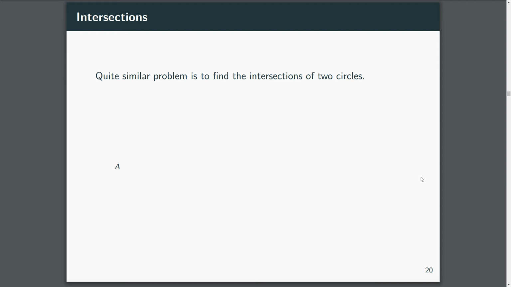A similar problem we have is the intersections of two circles. We have a couple of cases here. If the distance between the centers of the circles is 0, and their radiuses are equal, then these circles are equivalent. So they intersect all around.